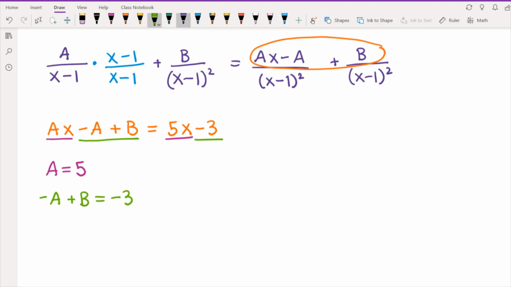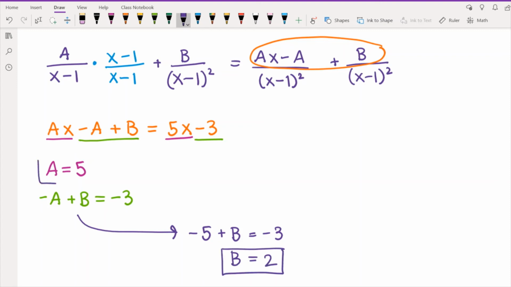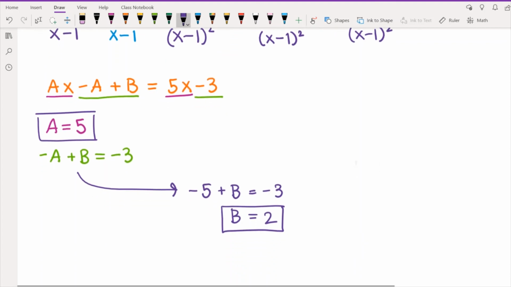So since we already know that a is equal to 5, we can take this second equation and just plug that in. So we have negative 5 plus b is equal to negative 3, and that's going to tell us that b is equal to 2. So we now know that b is equal to 2 and a is equal to 5. So now we can put those in as our numerators.